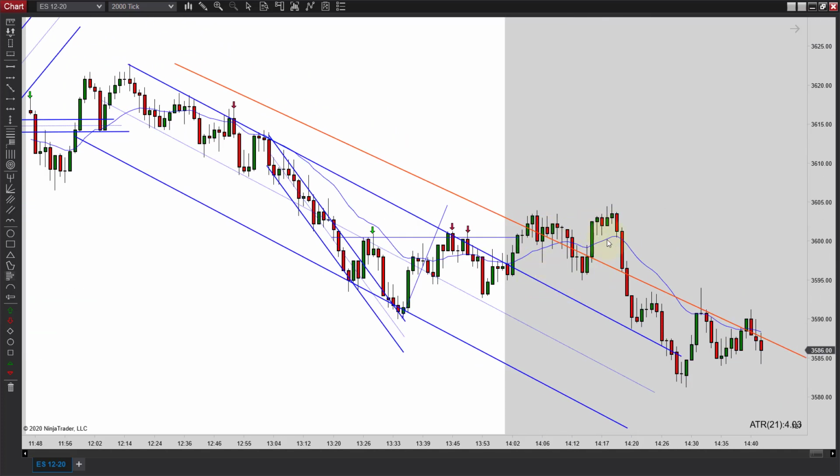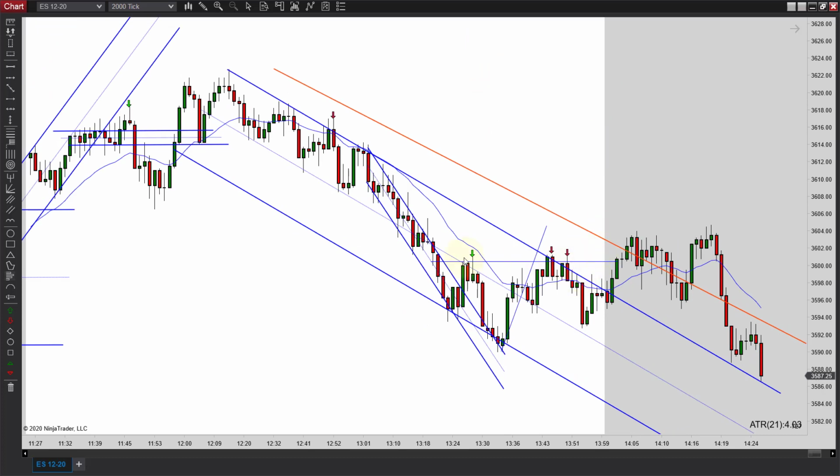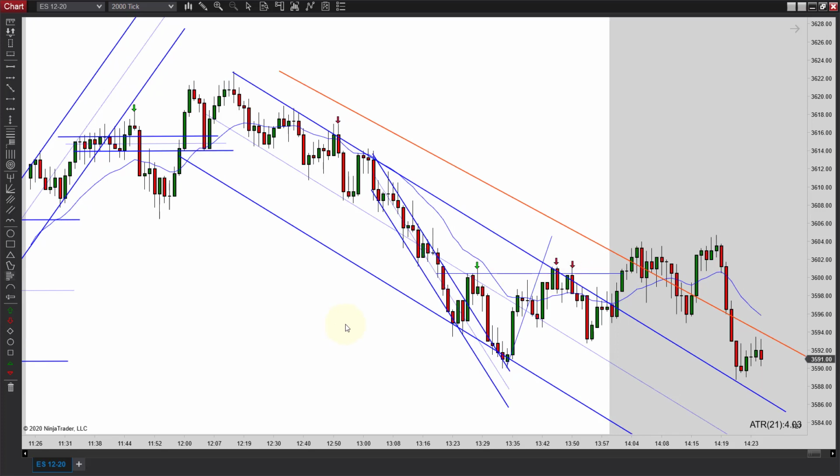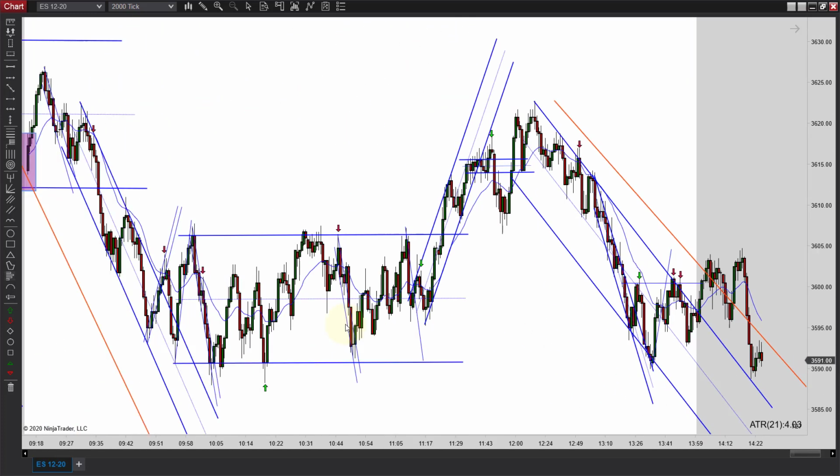And then notice you got a break, and then you went lower again. And you could also argue this is a double test. You made the high, you come back once, you come back twice. So there's another reason to like that trade. And that's pretty much what I saw today.